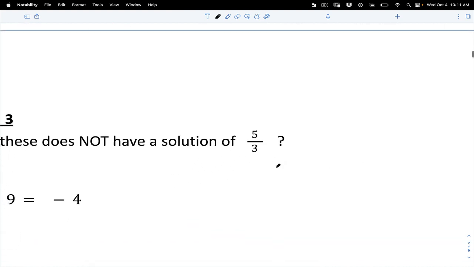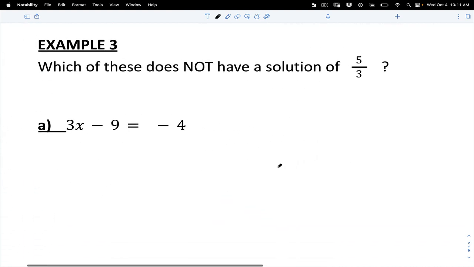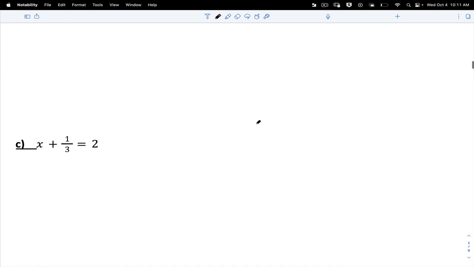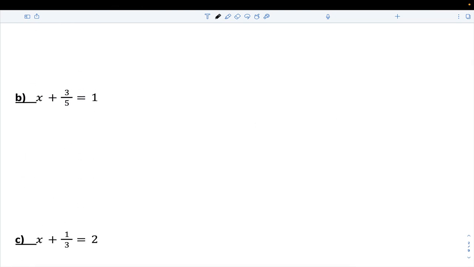Last one. Cool. Which of these does not have, why are you so weird looking? Whoa, that's kind of rude. I know, it's okay, it can handle it. It's just a piece of paper. Let me get a PDF.